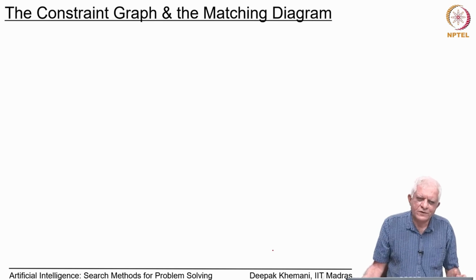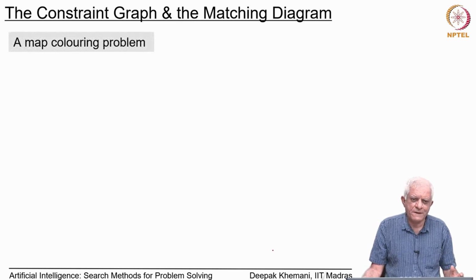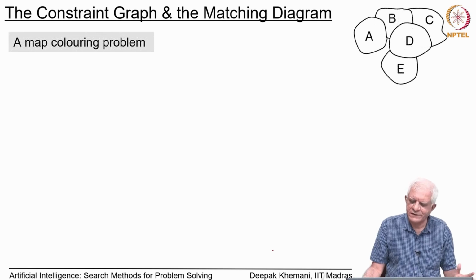Okay. So, we have informally described constraints, then constraint satisfaction problems, then the formal definition in terms of a network, and now let us talk of a graphical representation of constraint satisfaction problems. And to do that, let us look at a very popular problem called the map coloring problem, and I am sure you are familiar with this.